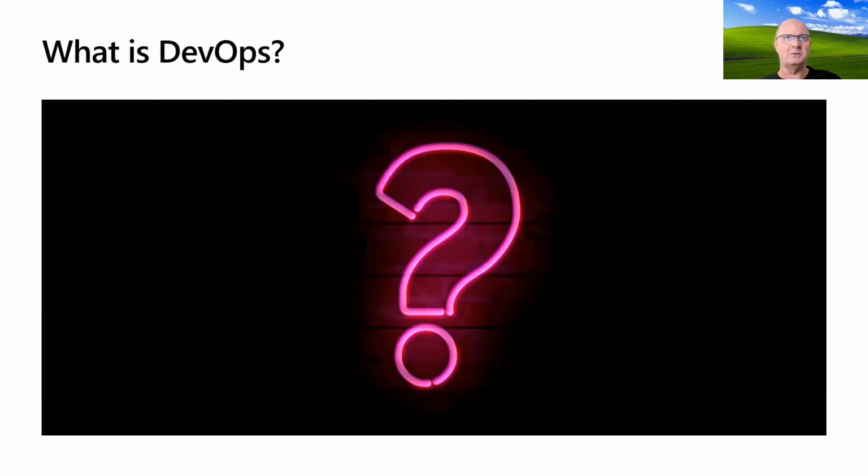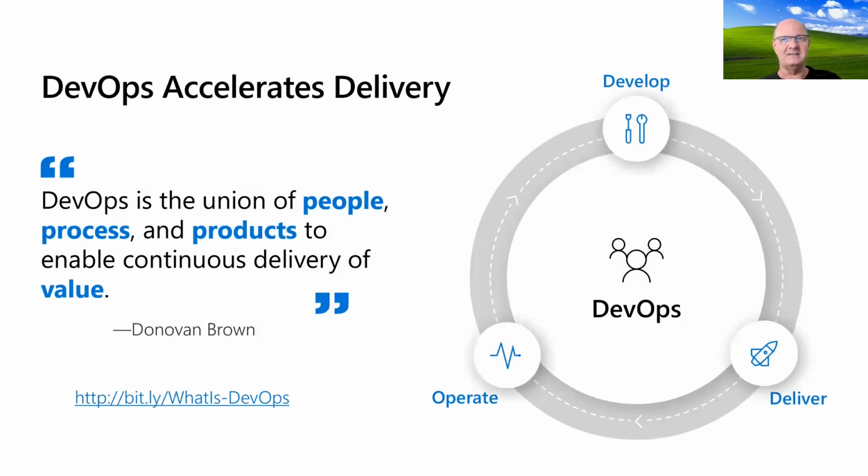Okay, so let's dive in with what is DevOps. This is a great quote by a colleague of mine, Donovan Brown. DevOps is a union of people, process, and products to enable continuous delivery of value. The people, process, and products are the key to this.